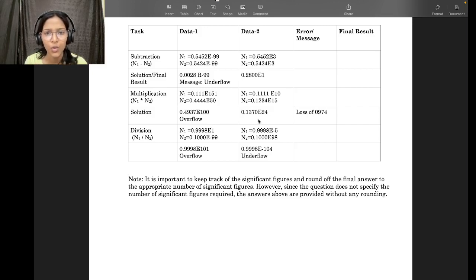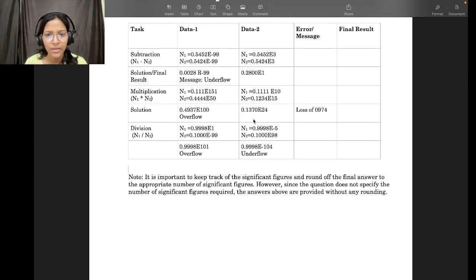And data 2 will show 0.1370 e to the power 24, and the error message will be loss of 0.974.